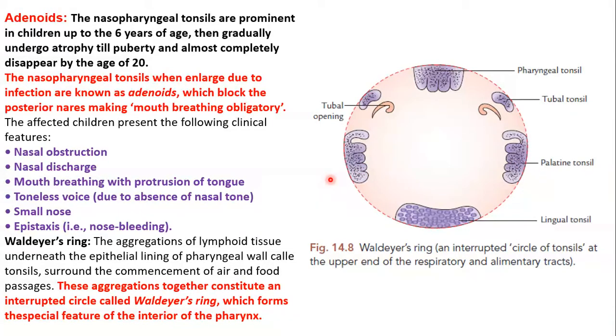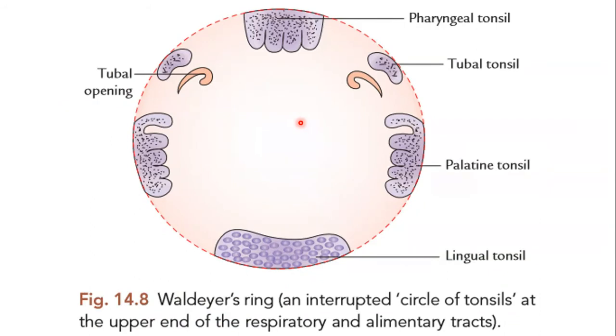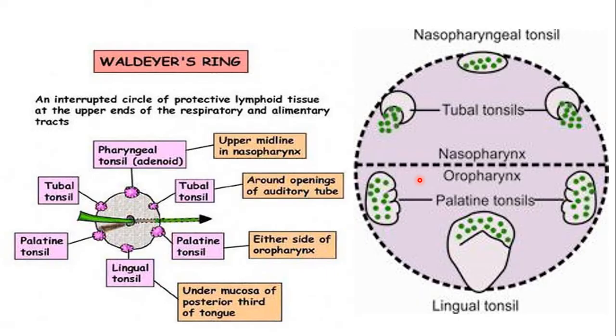And this ring is known as Waldeyer's ring, and it is present around the pharynx. So this is an enlarged picture which shows Waldeyer's ring. So Waldeyer's ring consists of a single pharyngeal tonsil and the lingual tonsil, and the paired tubal and palatine tonsils.